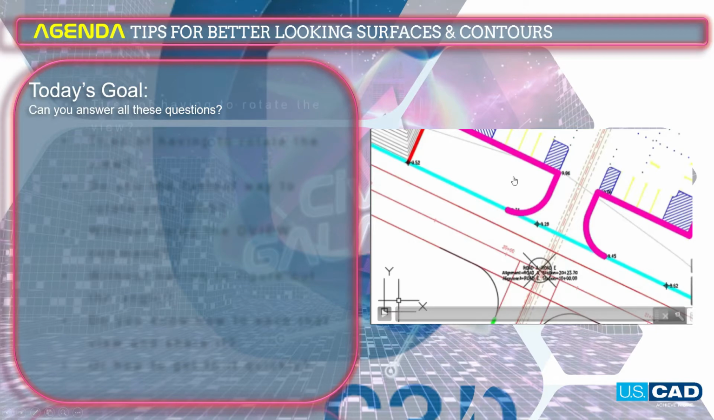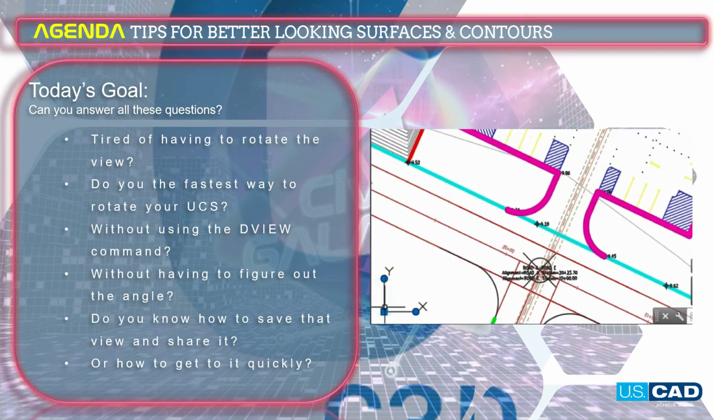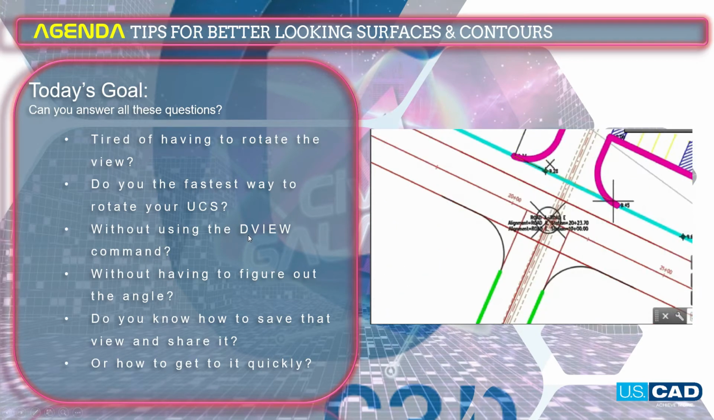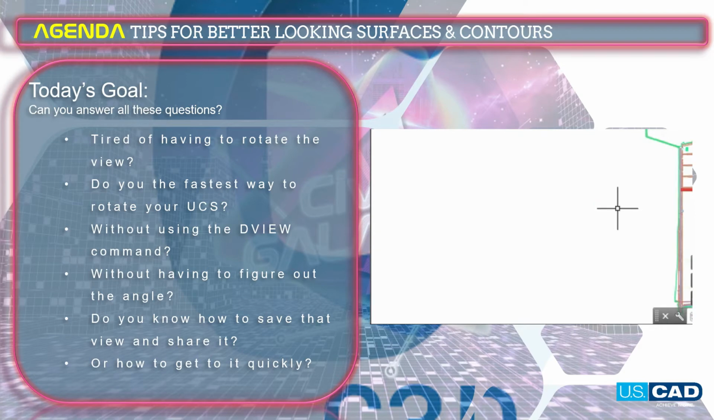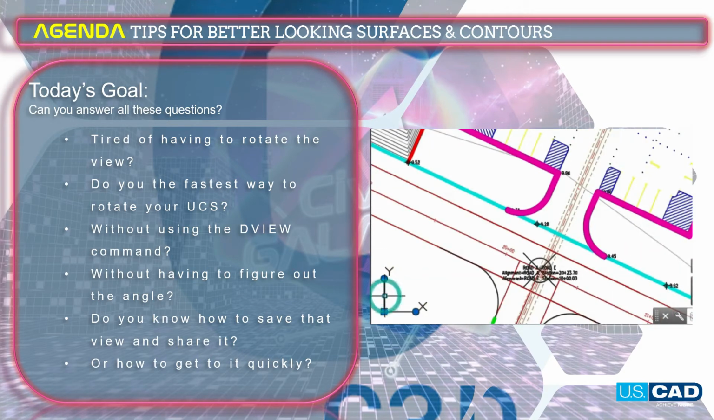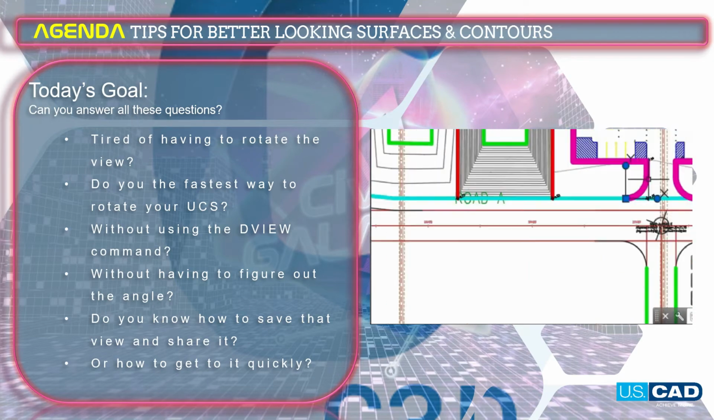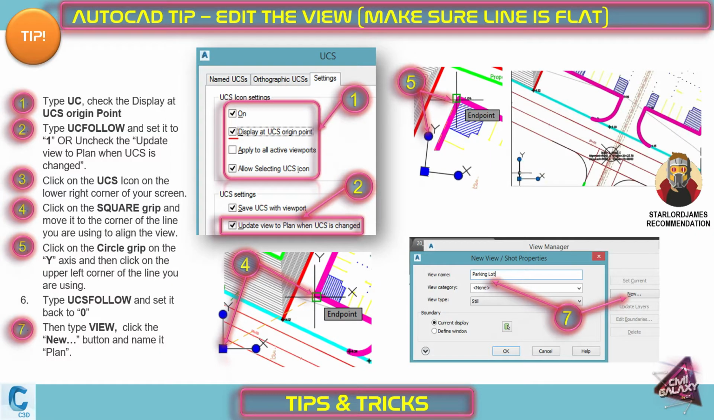So there are some ways that people currently use, and nobody likes rotating, nobody likes doing the UCS. Most people are using a command called DVIEW. It's probably what you use. You have to find an angle though and do some math and figure out what you're going to rotate it to. But I'm going to teach you a lazy way because I like the lazy ways, and basically we're not going to do any math at all. And then I'm going to show you how to quickly save that view and then be able to use it for other things.